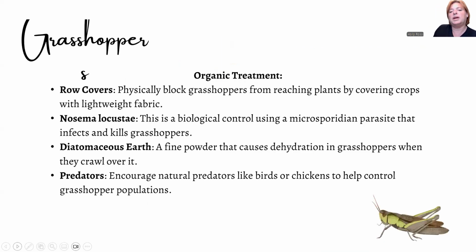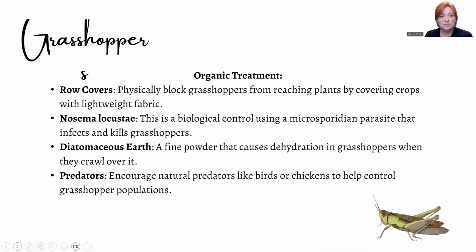Okay, a few other organic treatments. Row covers physically block the grasshoppers from reaching the plants. Row covers are a very lightweight fabric, usually very breathable, and sunlight can get through. So row covers are very good. And Nosema locustae is a biological control using a microsporidian parasite that infects and kills the grasshoppers. These types of controls are very good.